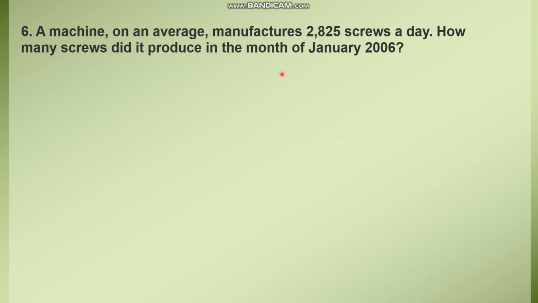So here no other numbers are given. But we know in month of January how many days are there? Yes, 31 days are there. So you have to find out the number of screws manufactured in 31 days. Got it? Because the January month has 31 days. So you can multiply 31 with 2825. Got it, children? Okay. And then you will get the answer. Okay. So let's answer it step by step.